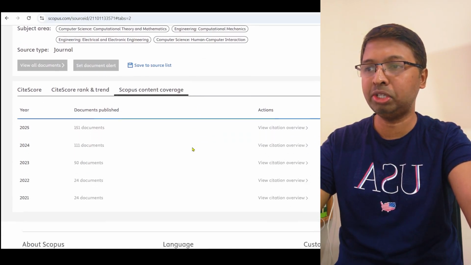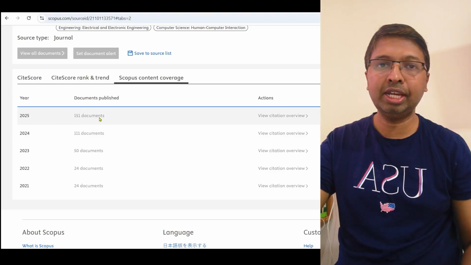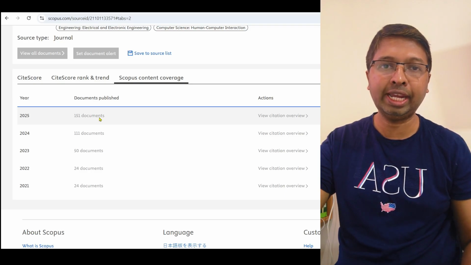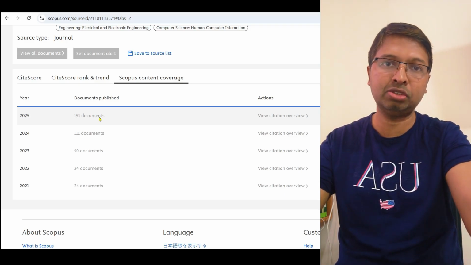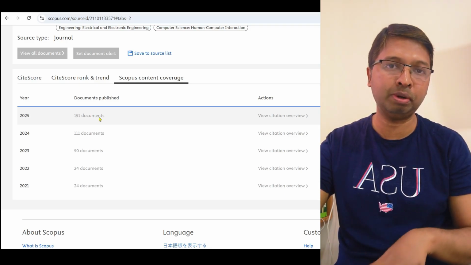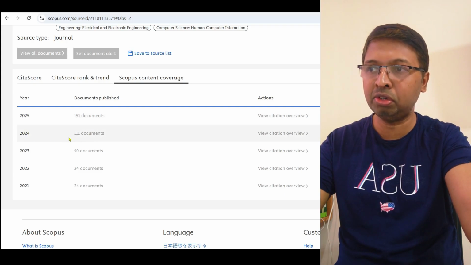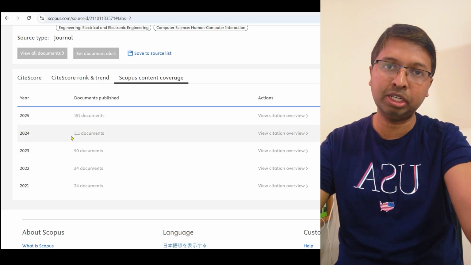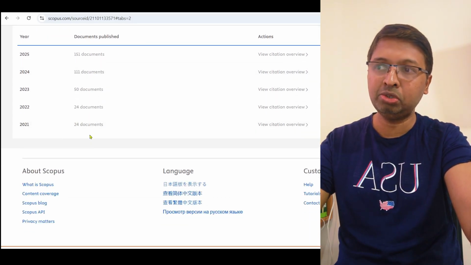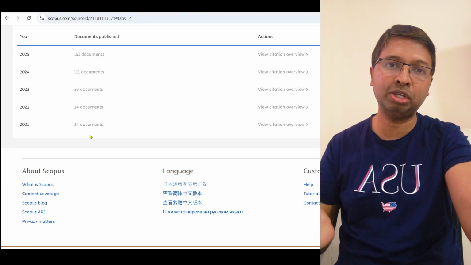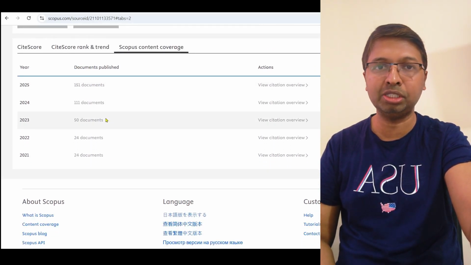In Scopus content coverage for 2025, we find 151 documents. But let me tell you that in the journal website, approximately 190 documents have been published. Out of that, only 151 documents got indexed so far. So there is a mismatch between the number of articles published and those indexed in the Scopus database. But with regards to 2024, 111 documents got published in the journal website and all of them got indexed in the Scopus database. If you browse 2021, they started out with publishing 24 documents and all of them got indexed. Nowadays we find too many articles being published as well as indexed.